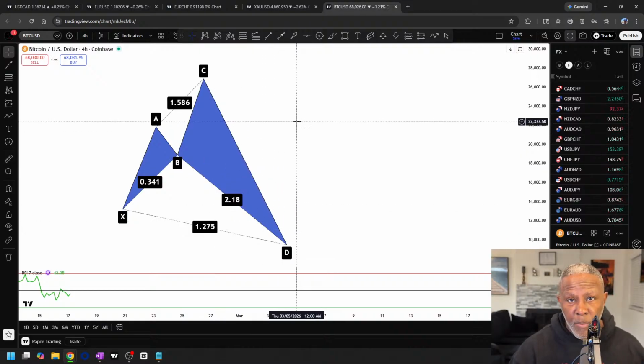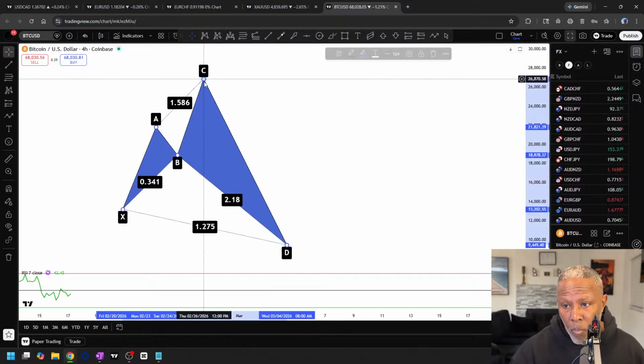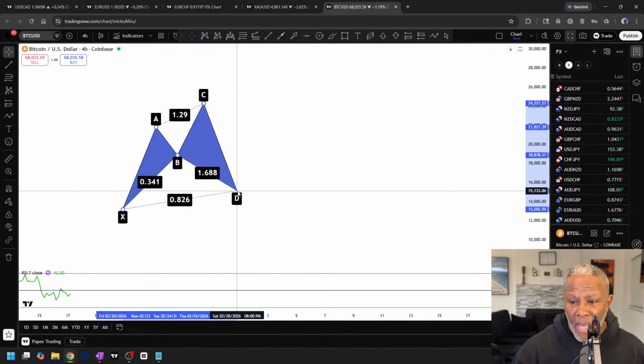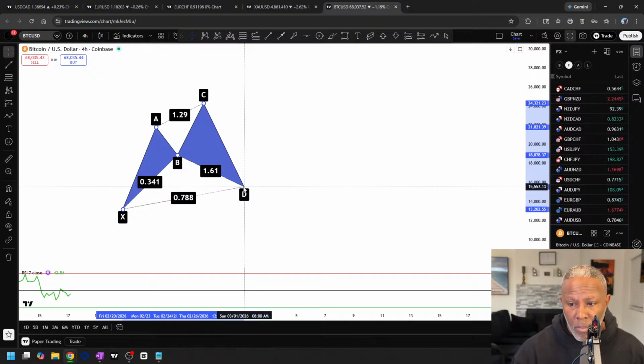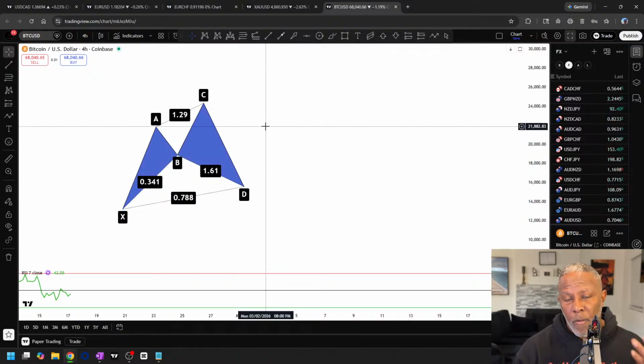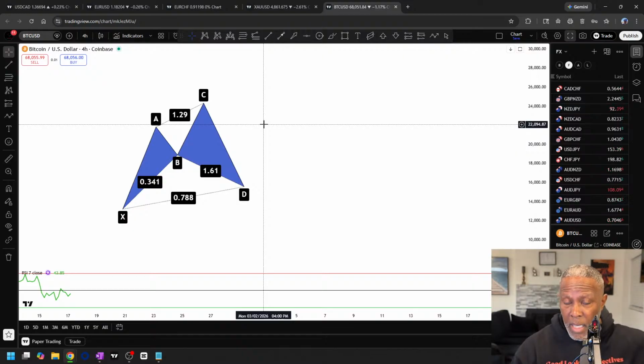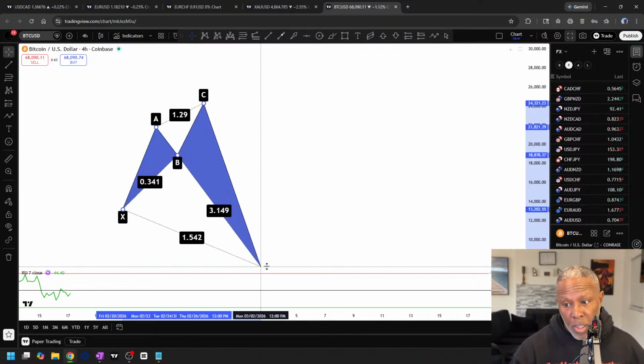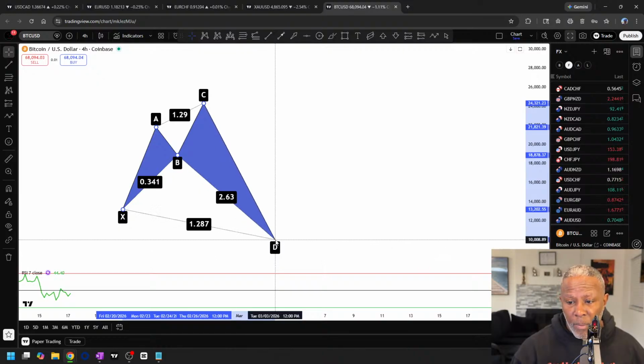The reason it's not specific is because those two, Cipher and Shark, have different ranges. Cipher is 127 and 1414, and D must complete above X at the 786. Shark is 1414 and 1618, and it cannot close beyond 1618, or you're out of Shark, that's invalid. And the D leg must close beyond X, lower than X, at the 127 minimum.